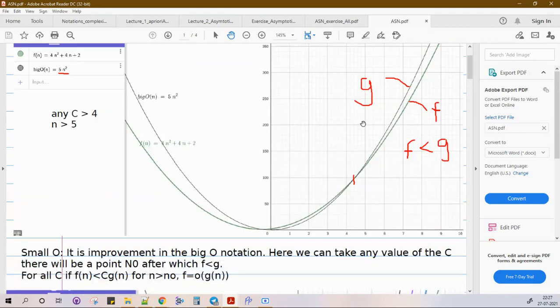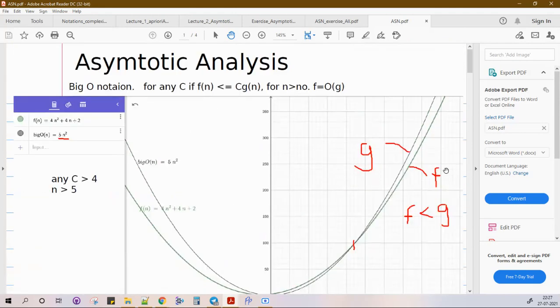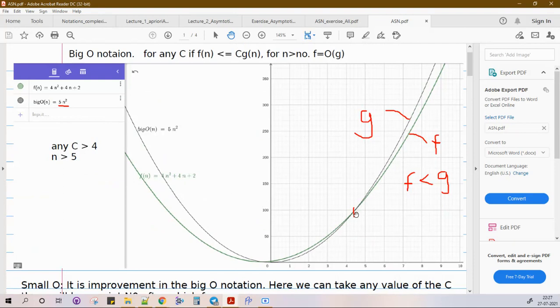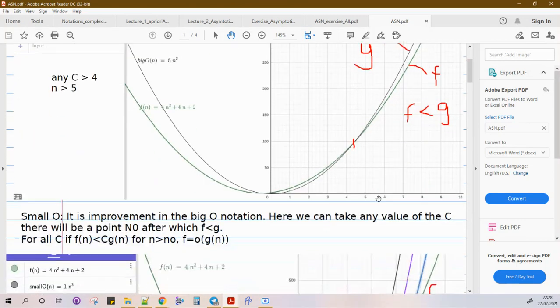After the discovery of big O, we need to care about this c also. You can't take c equal to 4 or c equal to 3. If you take c equal to 3, your g would be less than f. Mayur, it should be f less than or equal to g, right? Yes, for big O.